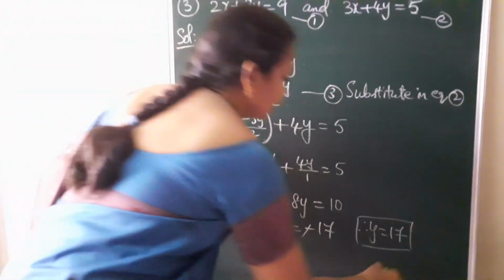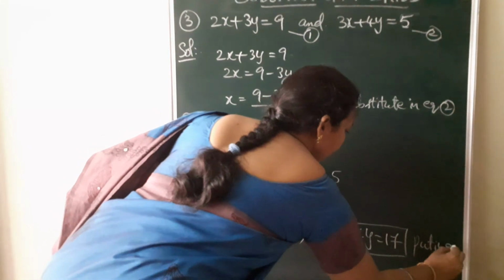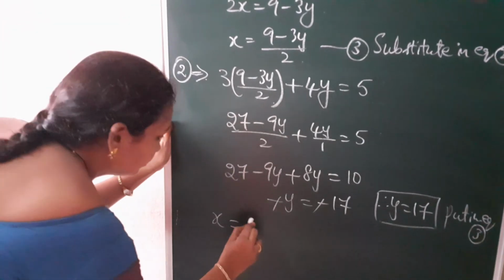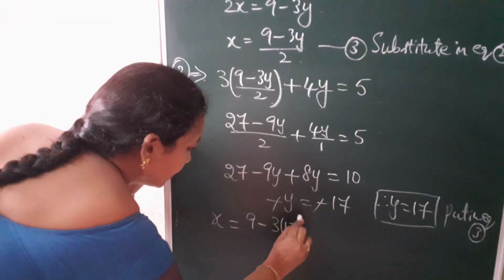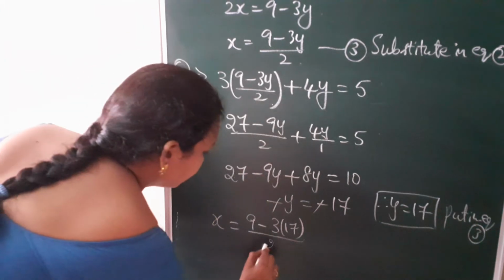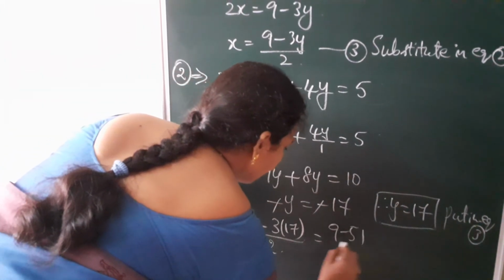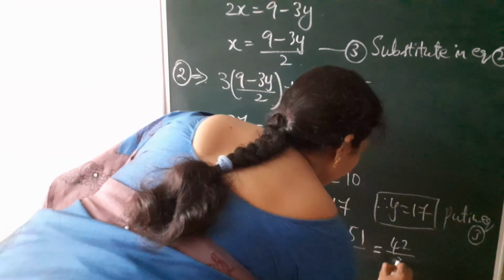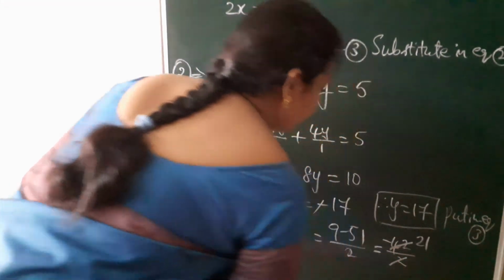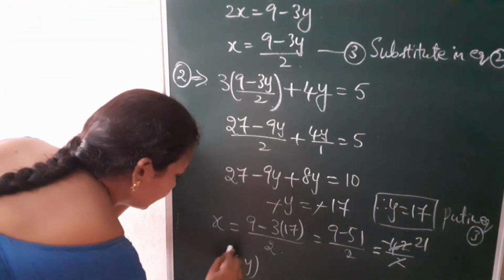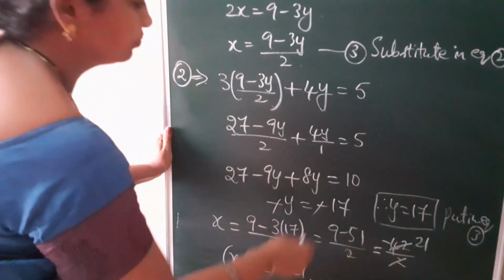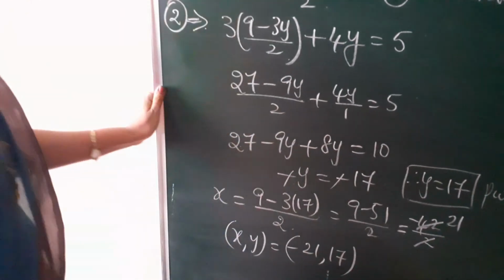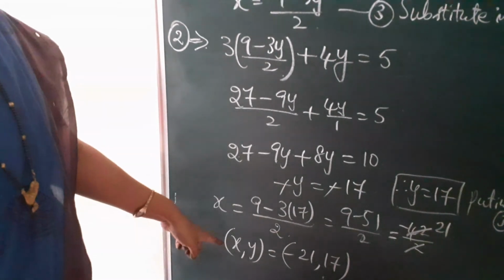That you put in equation 3. The next value you will get: x = (9 - 3 of 17)/2. So 9 - 51 by 2, which is -42 by 2, and -42 by 2 is nothing but -21. So (x, y) is (-21, 17). -21, 17 is the answer for x and y.